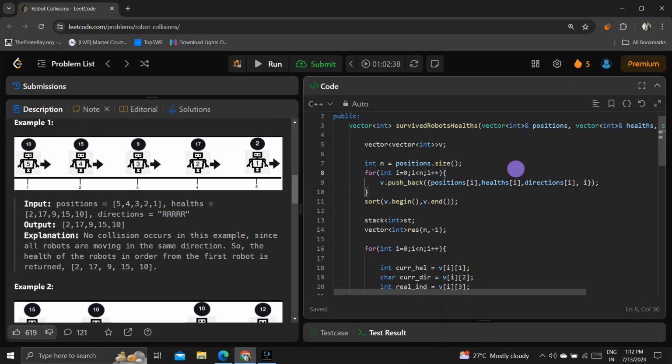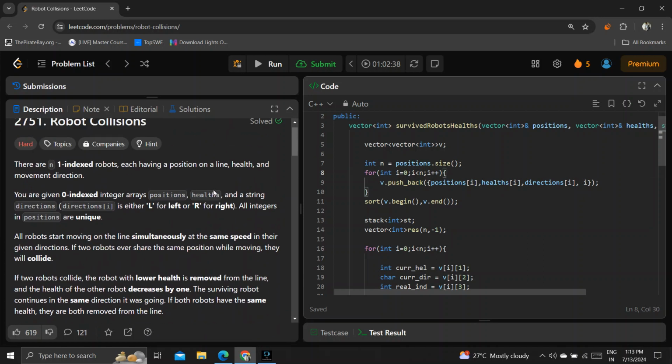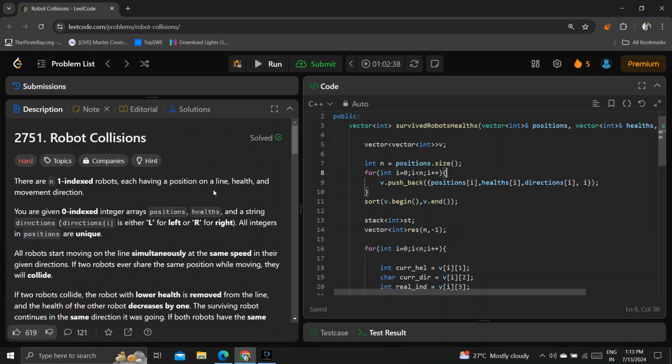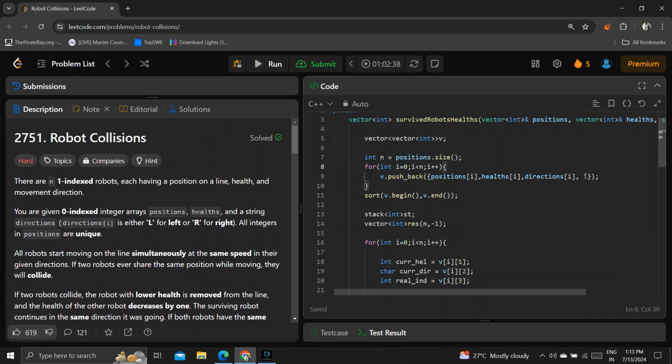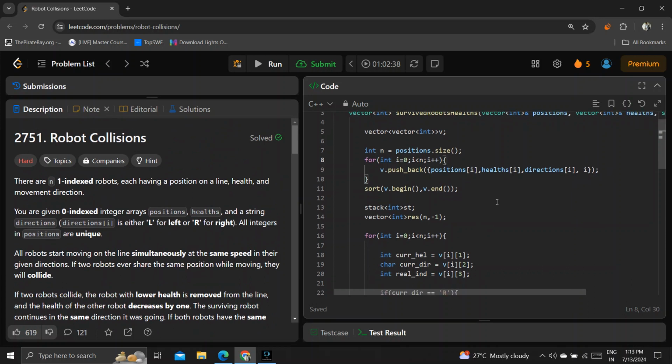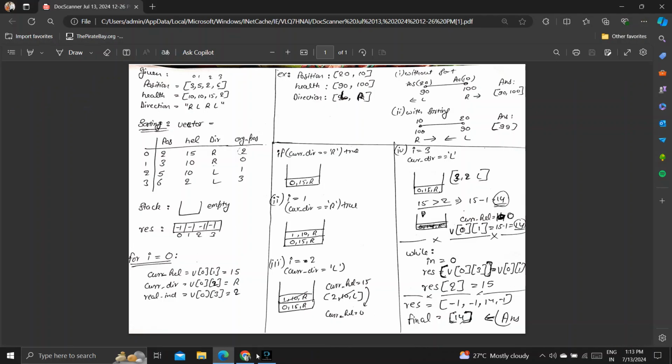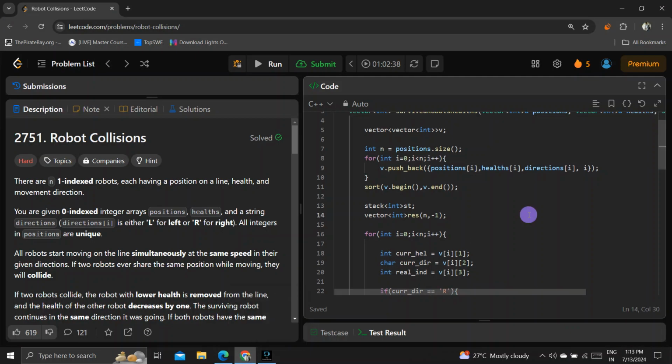This I is basically the original position of these particular values, because at the end we have to return the vector of the survived health in the position as it was given before only. That's why. At this point, it may be looking tricky, but when we walk through this question and run it, it will become more clear.